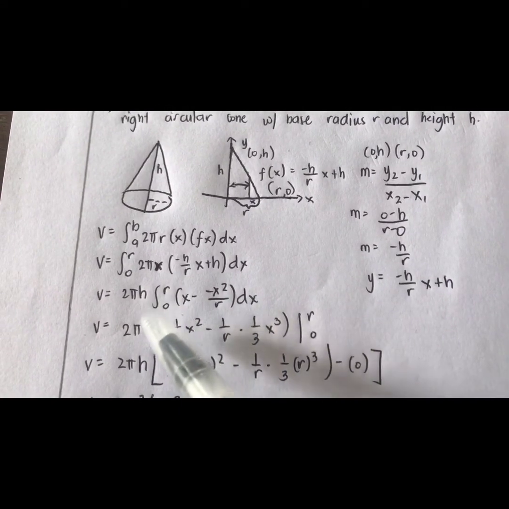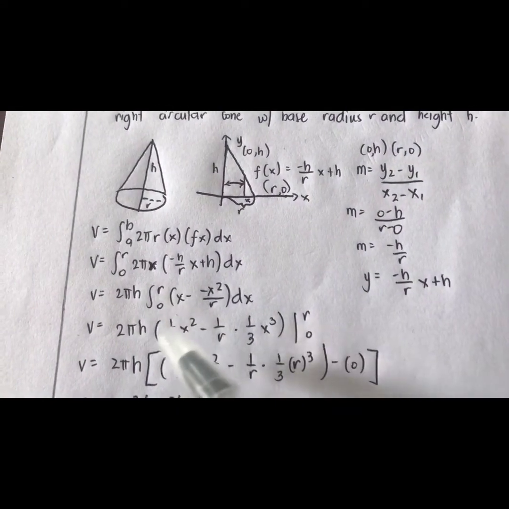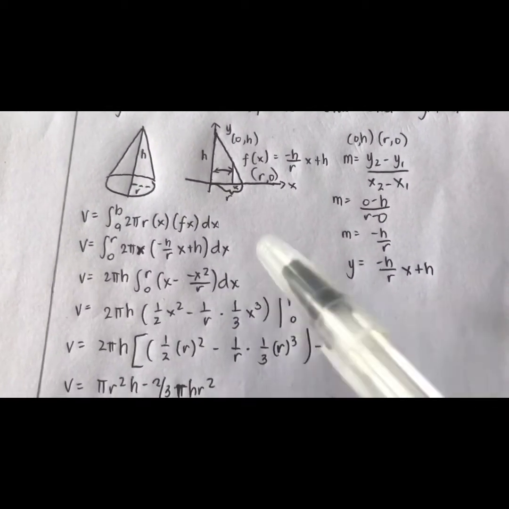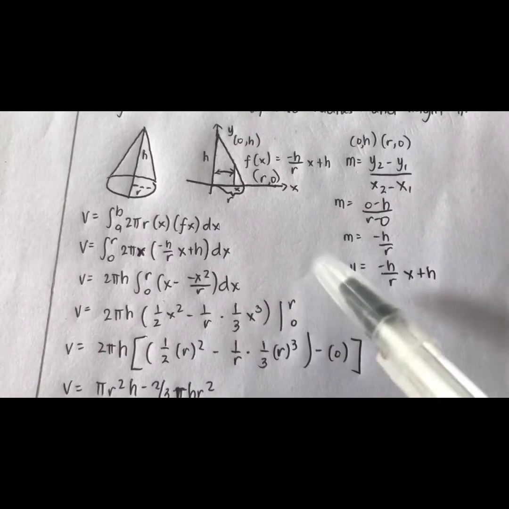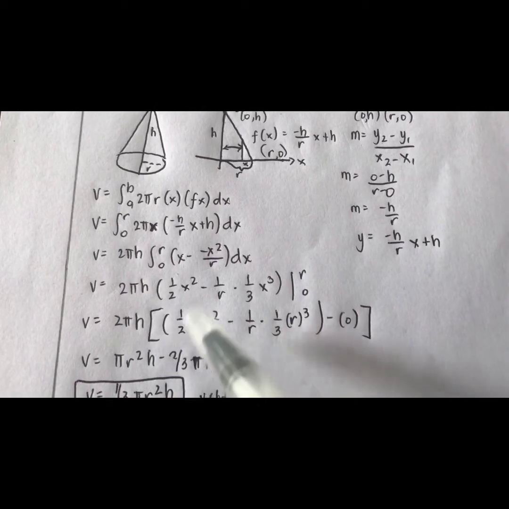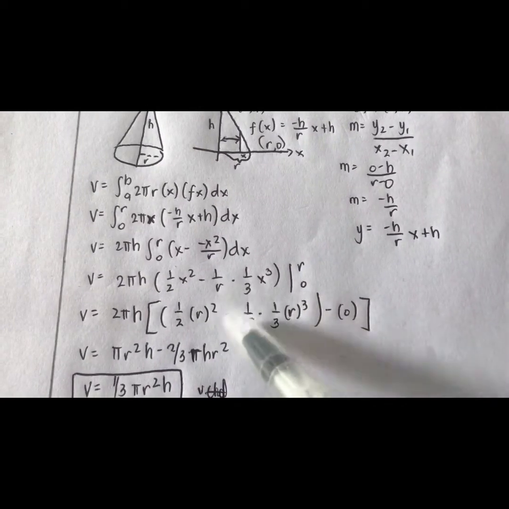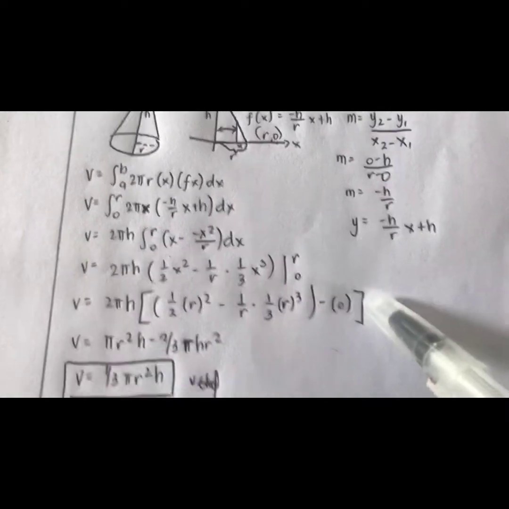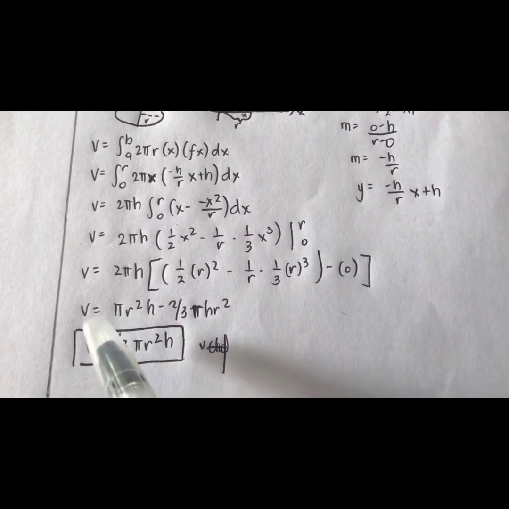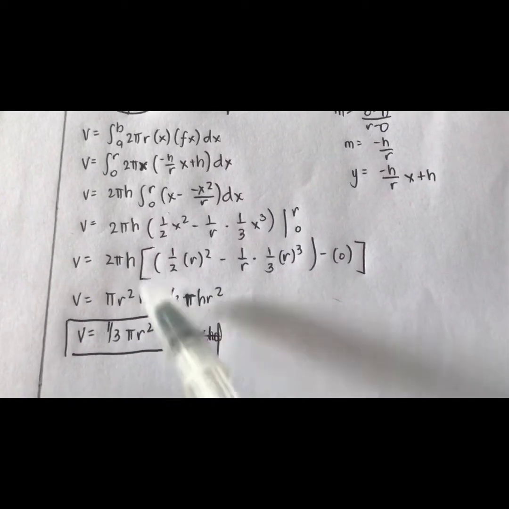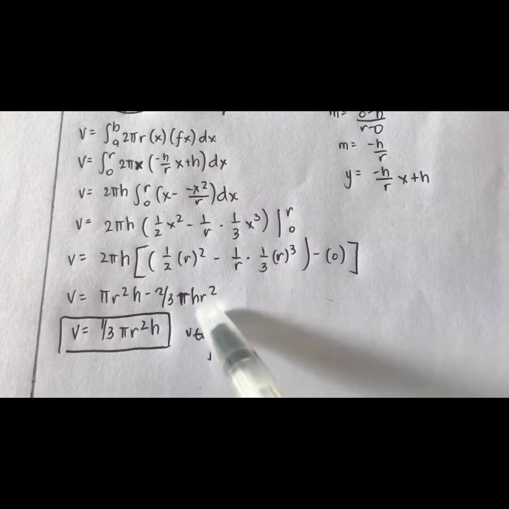h times 1/2 x squared minus 1/r times 1/3 x cubed, and evaluate it from 0 to r. So we will have V is equal to 2 pi h times 1/2 r squared minus 1/r times 1/3 r cubed minus 0. So we will have V is equal to pi r squared h minus 2/3 pi h r squared.